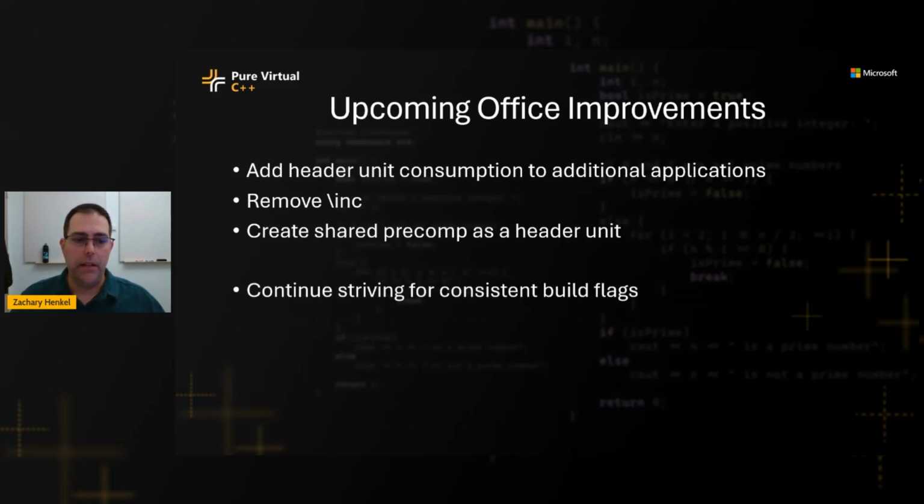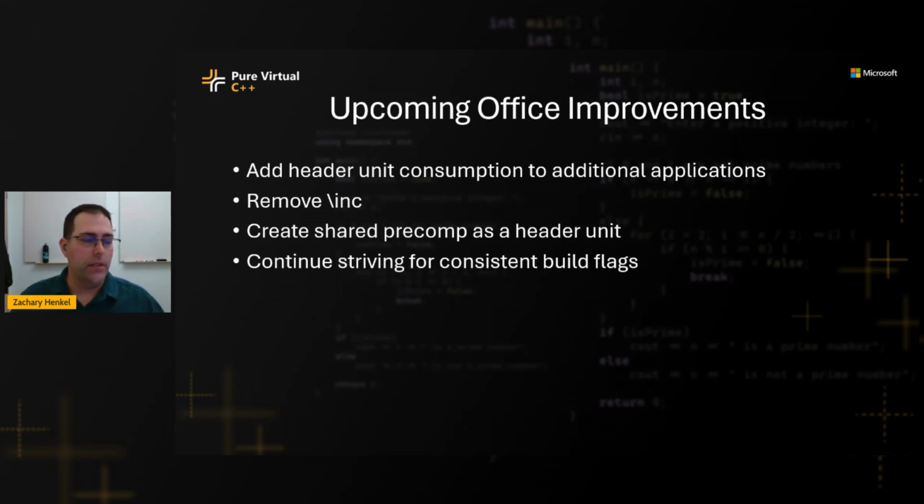And then finally, we have to continue striving for consistent build flags. We've done a lot of the work to do internal marking to make sure that we understand where we have disagreements. And it's just a matter of then doing the actual work to make sure that all of those things are consistent, and then additional projects can incorporate header units.